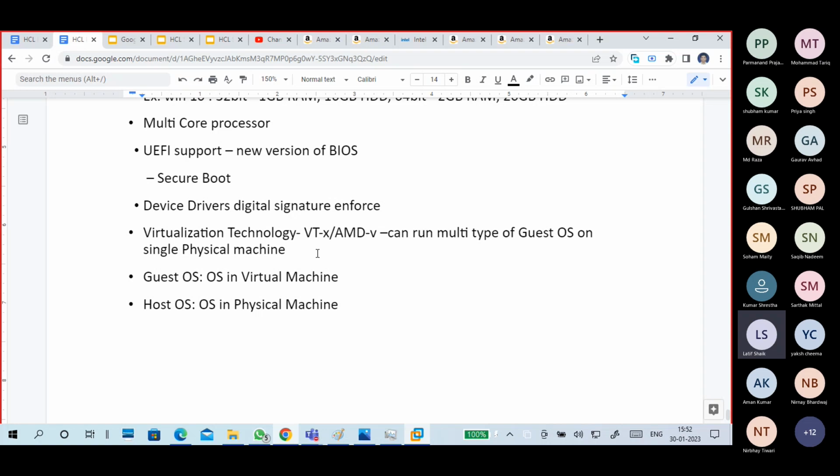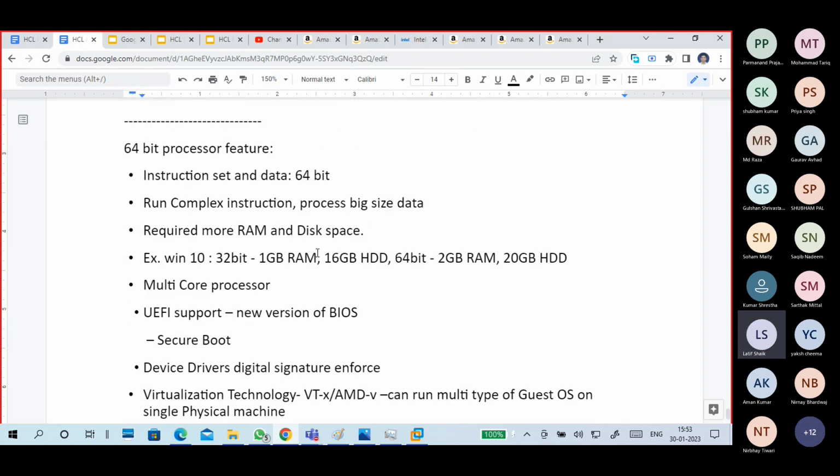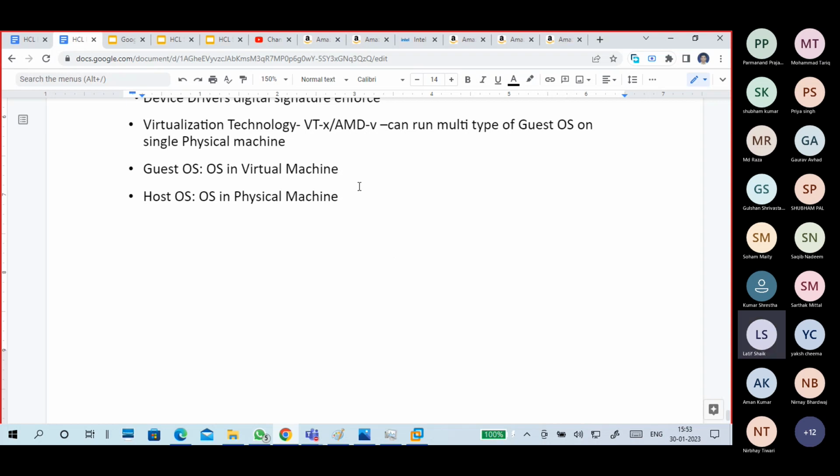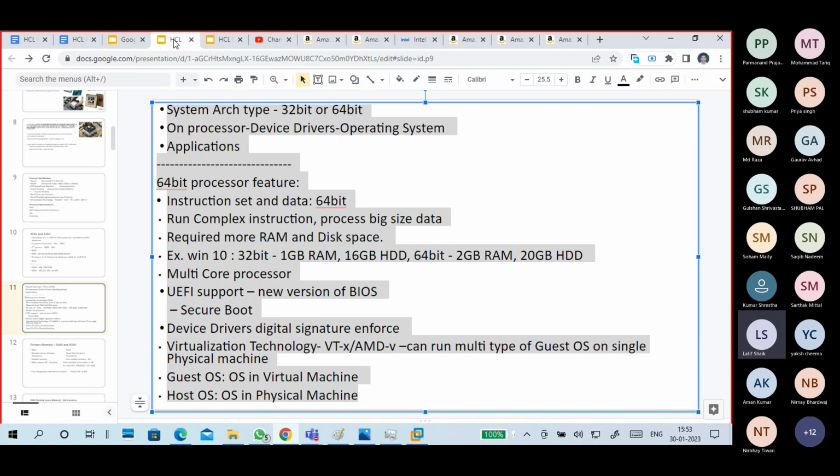Okay. What is a guest OS? Guest OS means the OS in the virtual machine. I created a virtual machine and installed a Linux operating system in it. That is a guest OS. In my physical machine, I have Windows 10 Home Edition. That is my host OS. Okay, guys, these are some features of 32-bit and 64-bit.